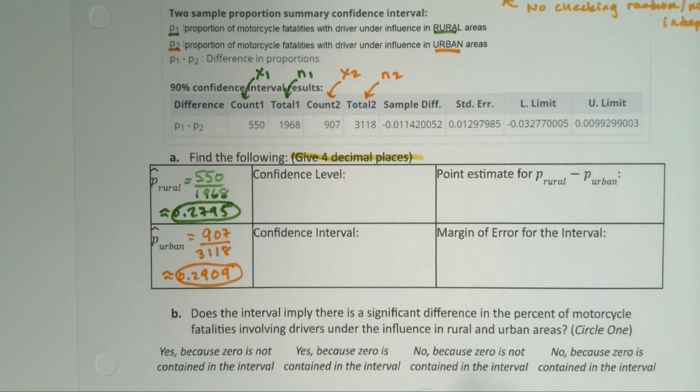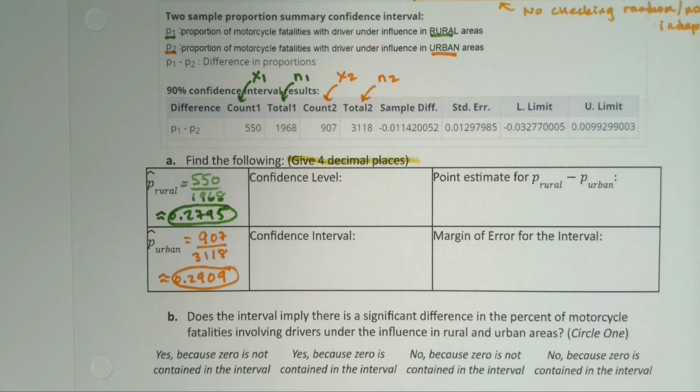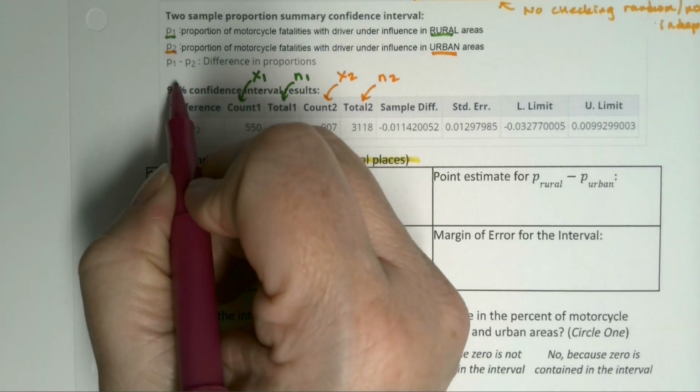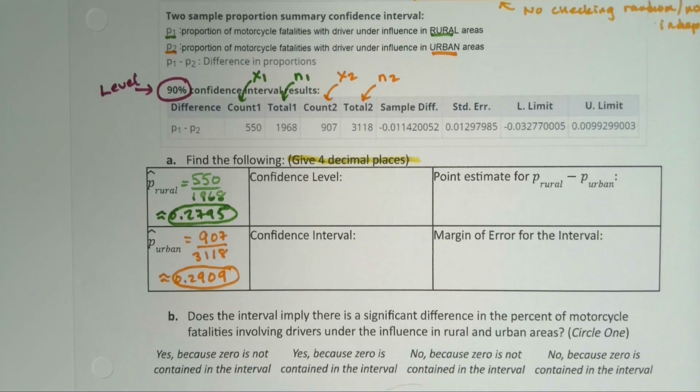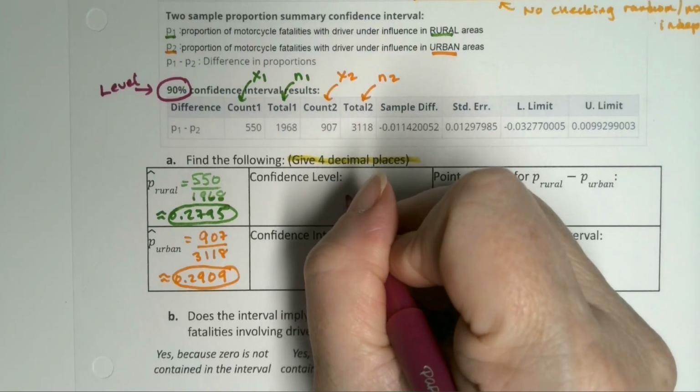All right, now the confidence level. Well, the level is a percentage, so if we just read very carefully, we can find it. So the level is right here, right? Same as it was in chapter 9 when we saw these before. So the confidence level is 90%.